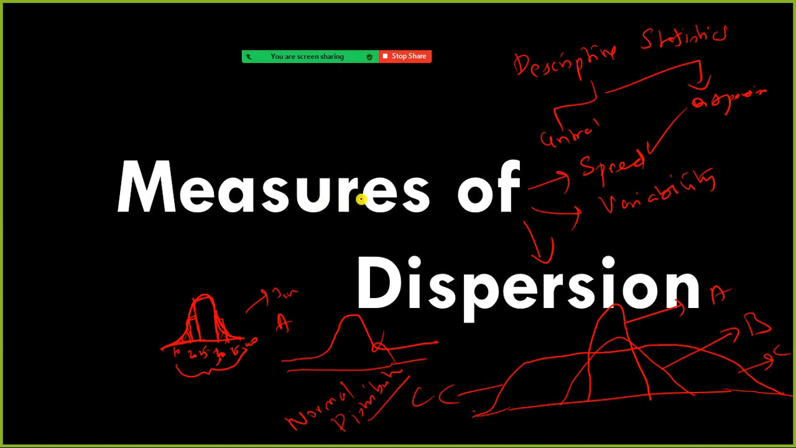I will explain this measures of dispersion or spread with an example, with some analogy. Let's say you are a businessman doing business in your village. In your village, apart from your shop, there are no other shops. You don't have any competitor. All the customers in your village come and buy from you.